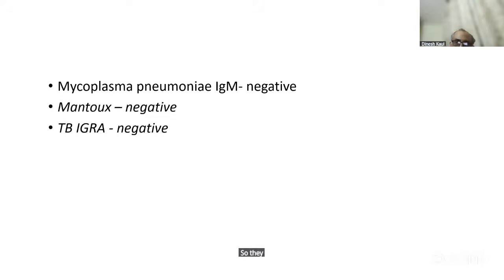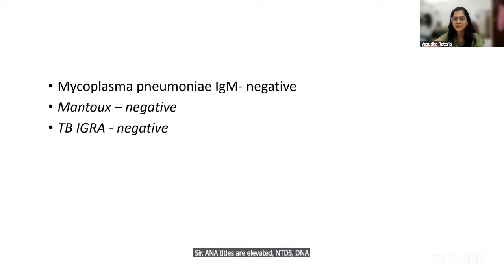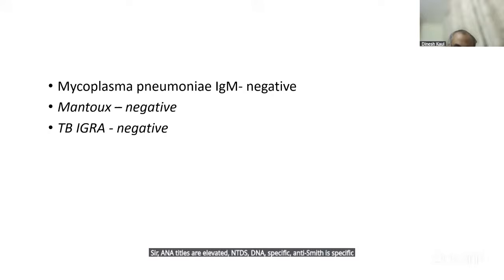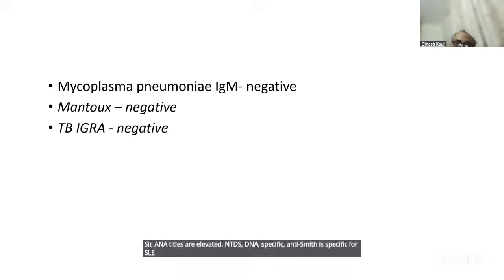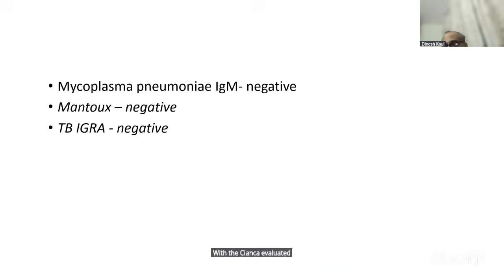What is elevated in SLE? Sir, ANA titers are elevated. Anti-dsDNA is specific. Anti-Smith is specific for SLE. Then this dsDNA also correlates with disease activity. Will the C ANCA be elevated, or P ANCA elevated? I'm not sure, but I think you should check with the rheumatologist.